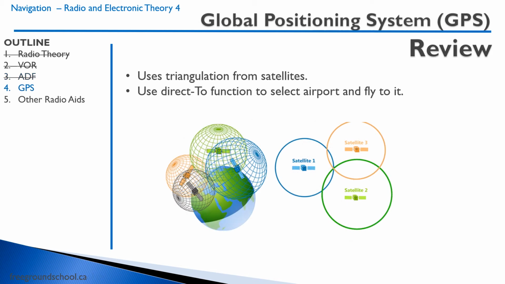GPS uses triangulation from satellites. Typically, the function that's common to all GPSs is the direct to function. You hit the D with the arrow through it, and then select the airport that you want to go to, hit enter, and it will tell you what course to fly to that airport.